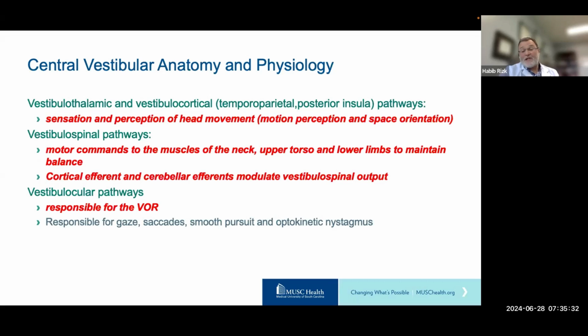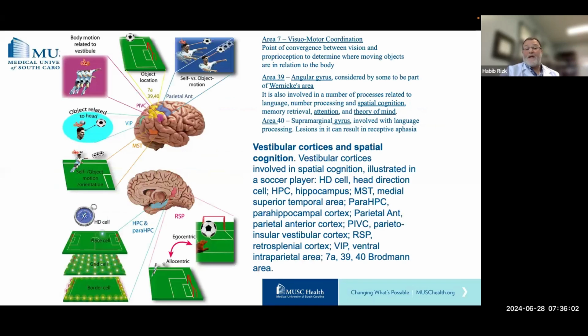So from the vestibular nuclei upstream, we have the vestibulothalamic and vestibulocortical pathways that are responsible for motion perception and space orientation. The downstream vestibulospinal pathways have motor commands to the muscles of the neck and upper torso and maintain us upright. And the vestibulo-ocular pathways, which we are most familiar with, are responsible for the VOR, but also the higher order strategies of smooth pursuit and tracking.